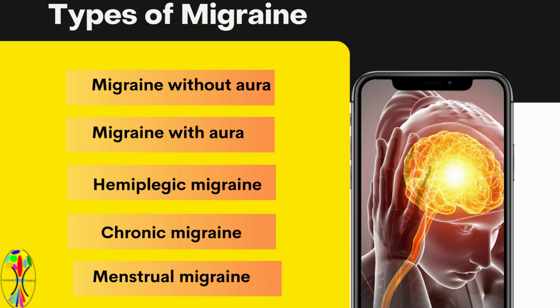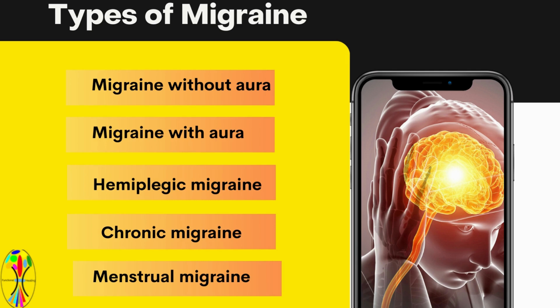The third type of migraine is the hemiplegic migraine, and this is characterized by temporary paralysis or weakness on one side of the body, and this can last from several minutes to hours or even days. Another type of migraine, which is very debilitating, is the chronic migraine. Chronic migraines are diagnosed when a person experiences migraines on 15 or more days of the month for at least 3 months, and at least 8 of those days are accompanied by migrainous headaches.